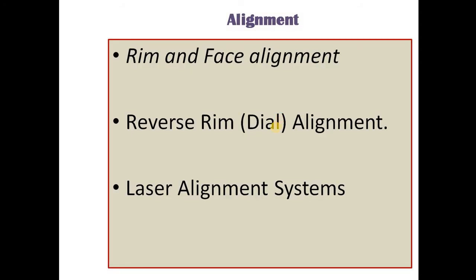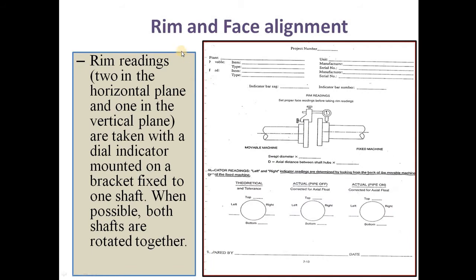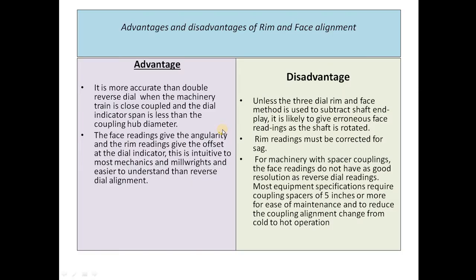Types of alignment: we can do the alignment by the rim and face method, the reverse rim or reverse dial alignment method, or the laser alignment system method. In the rim and face method, we have to use 3 dial gauges, 1 radial, 2 axial. Why are we using 1 radial and 2 axial? To avoid the axial movement of the shaft. If you use 1 axial, then you will not get the correct axial reading, and we have to rotate both the drive shaft and driven shaft simultaneously together.